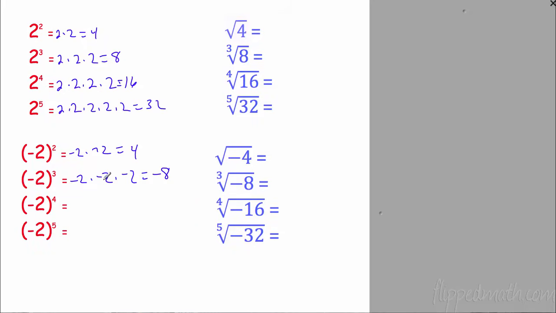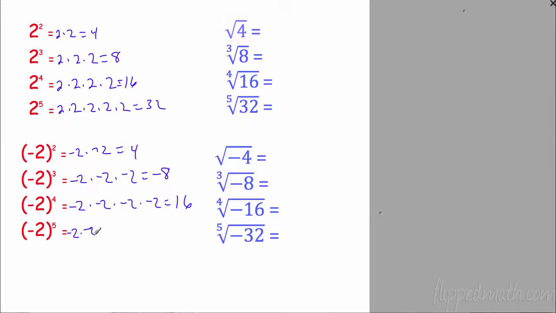Negative times a negative is a positive. Positive times a negative is a negative. Interesting. Different answers. Down here, negative 2 times negative 2 times negative 2 times negative 2. Negative times a negative is a positive. Positive times a negative is a negative. Negative times a negative is a positive. Interesting. Fourth root, same answer.